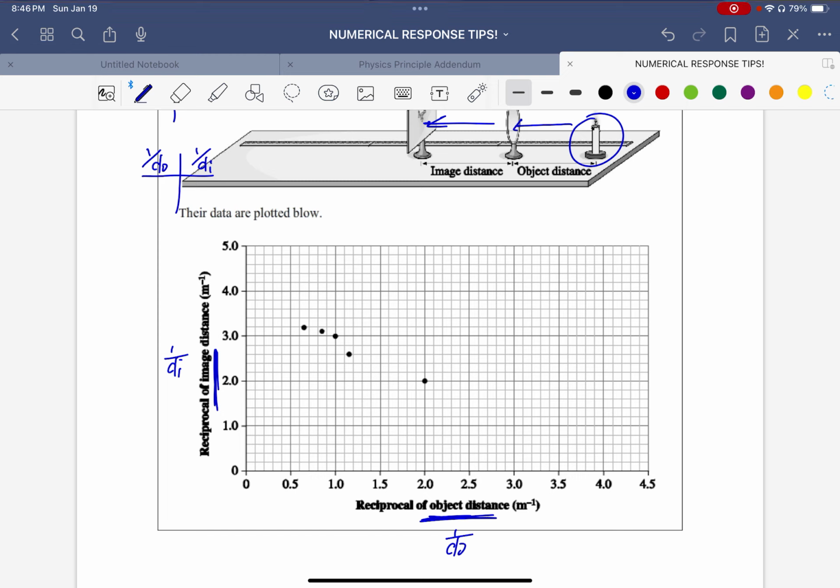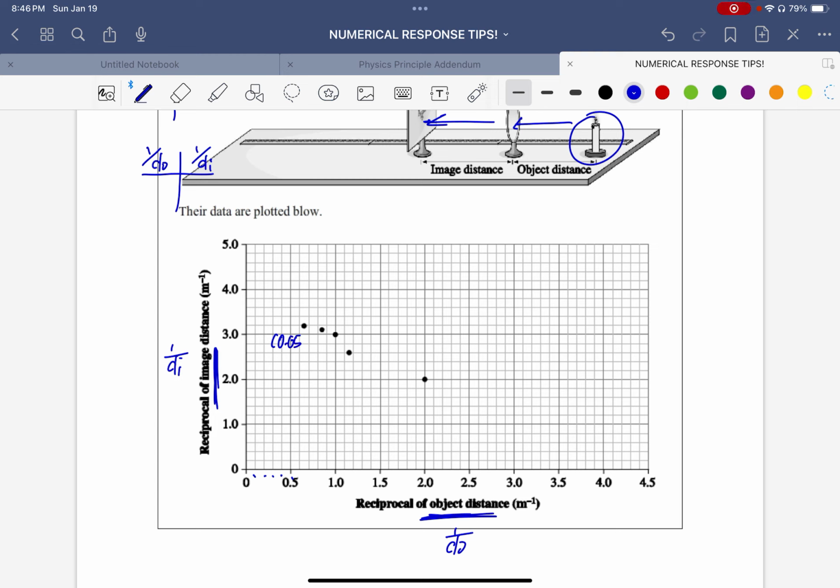You can see on the x-axis that our interval is 0.1, 0.1, 0.2, 0.3, 0.4, 0.5. So this one would be 0.65. And on our y-axis, looks like we're going up by 0.2s. 2.2, 2.4, 2.6, 2.8. This one would be 3.2. Now the second one here, the coordinates would be 0.85 and 3.1. The third data point, the coordinates would be 1 and 3.